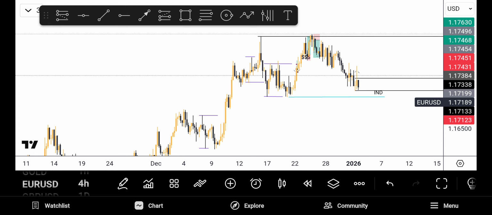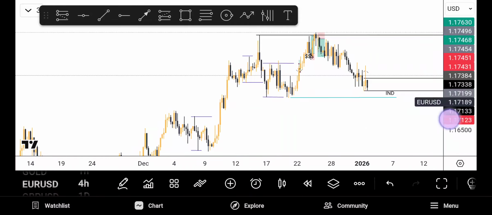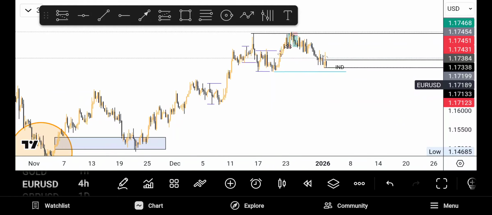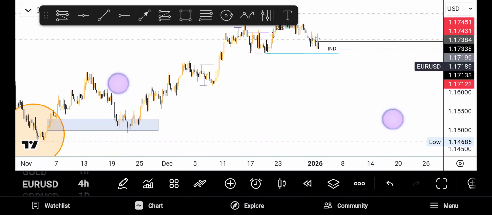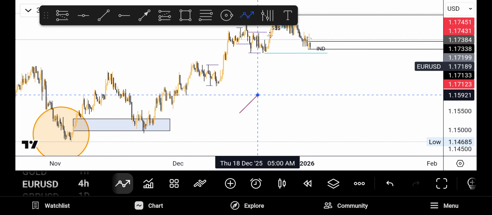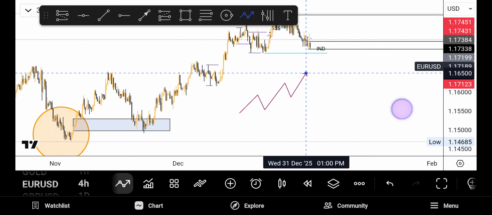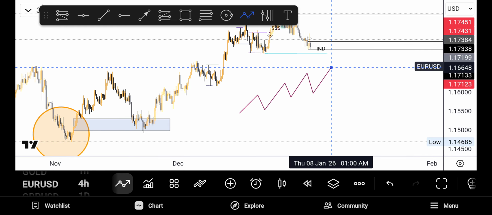So now if you look at this trend, you observe it is a bullish trend. Why? Because in a bullish trend, the bullish trend consists of higher highs, higher lows, higher highs, higher lows, higher highs, higher lows. That is a bullish trend.